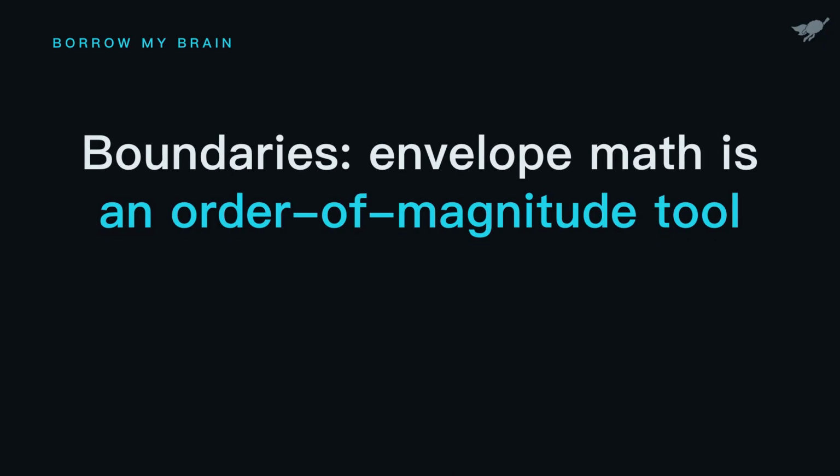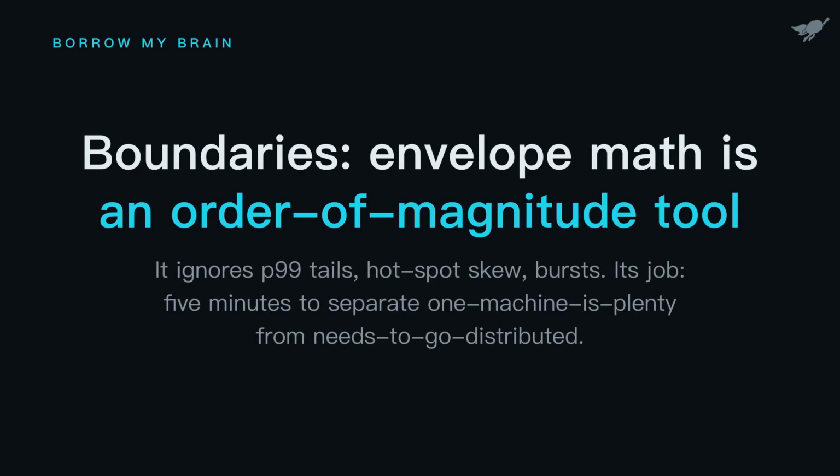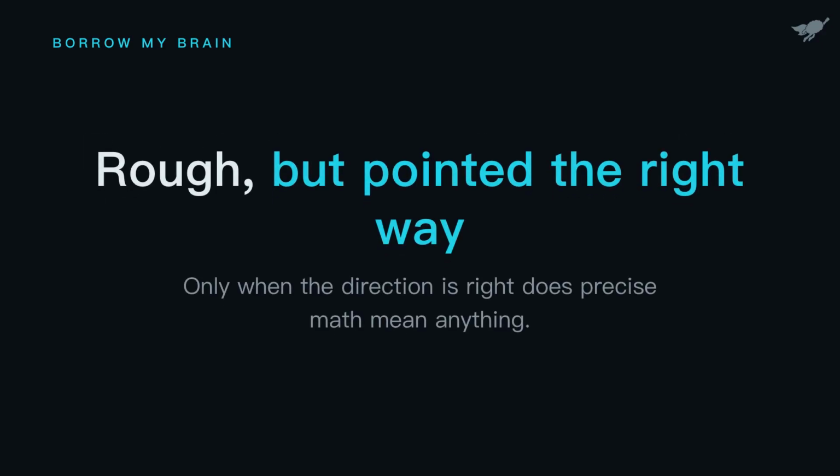Last, the boundaries. Back of the envelope estimation is an order of magnitude tool. Don't hand it in as the final draft of your capacity plan. It ignores P99 tail latency, it ignores hotspot skew, it ignores bursts. Its job is to spend 5 minutes in a meeting room and settle whether one machine is plenty or this thing has to go distributed. Rough, but pointing the right way. Get the direction right, and only then does precision math mean anything.